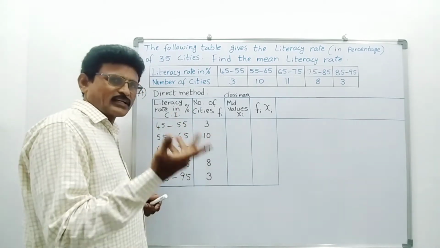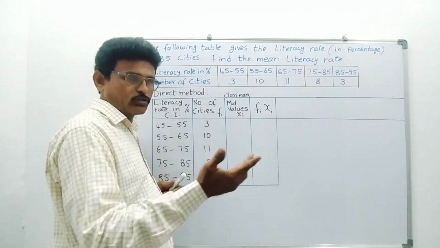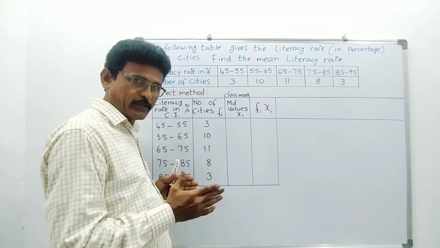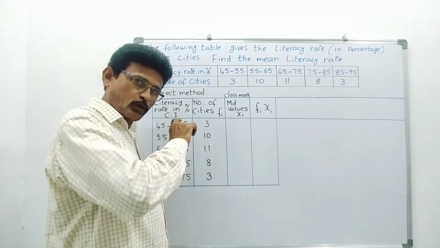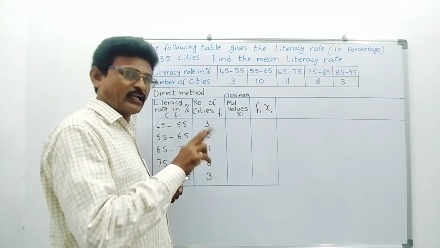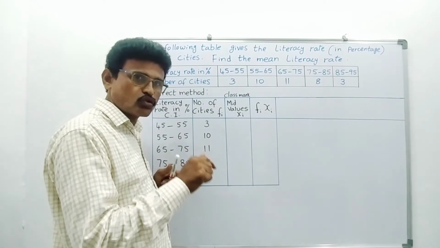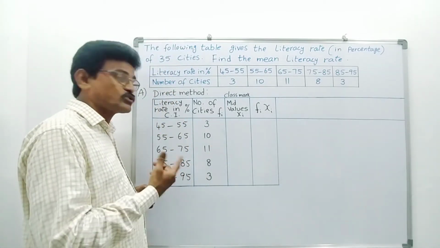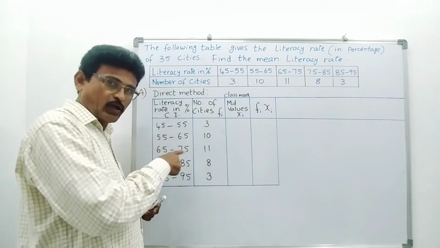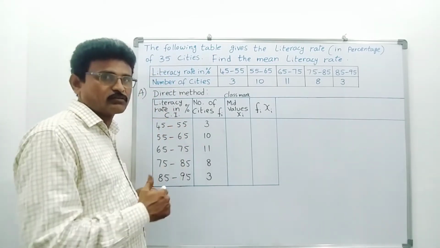Some other class intervals are there: 1 to 10, 11 to 20, 21 to 30. All those are said to be inclusive type class intervals. In 1 to 10, both 1 and 10 are included in the same class. In 11 to 20, both 11 and 20 are also included in the class. So that is called inclusive type class interval. But this exclusive type is also said to be continuous class interval, while that one is discrete class interval.